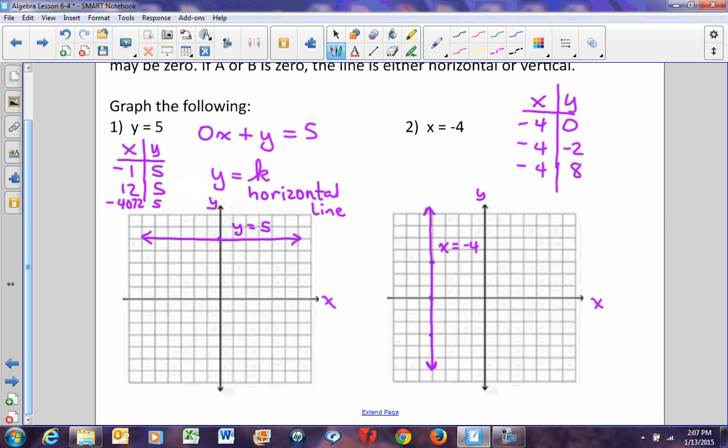It's opposite what you think it should be, because you think, oh, x-axis goes horizontal, so if anything's x equals, it should be a horizontal line, but it's not. It's a vertical line. Okay, so if you get x equals a constant, that will be a vertical line.